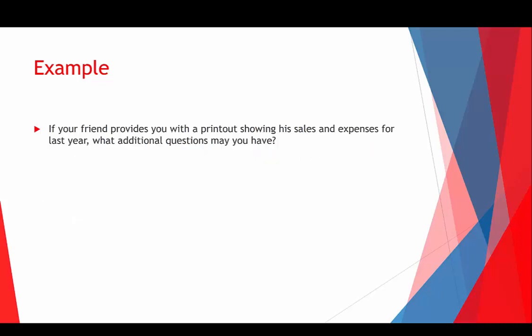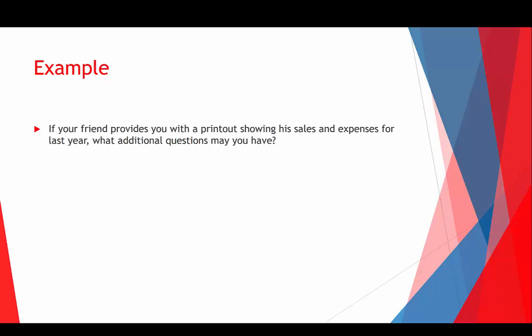So let's say your friend comes and provides you with a printout showing his sales and his expenses for the past year. What additional questions would you have? I don't know, Ben, if I just gave you a printout and said, invest in my business, here's proof that I'm making money, what would you think about that? I'd actually want to know where your printout came from. Yeah. How'd you get the information? I could just be making it up, honestly.